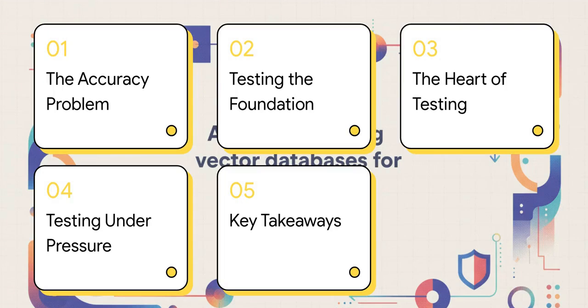All right, here's the journey we're going on today. We'll start by understanding the core accuracy problem. Then we'll talk about building a solid foundation. After that, we'll get to the heart of it all, testing for meaning, before we really put it under pressure. And then we'll wrap it all up with the key takeaways that'll set you up for success.